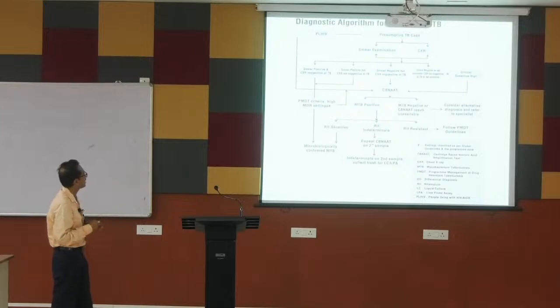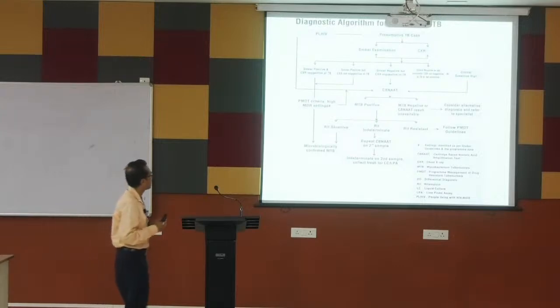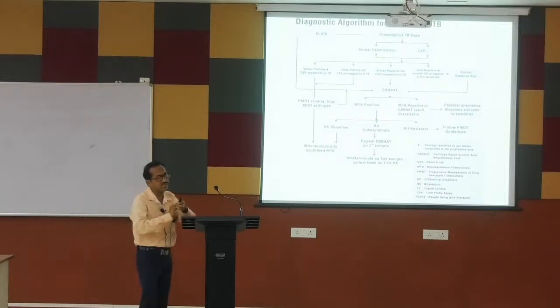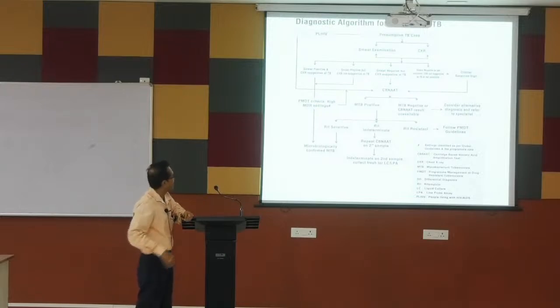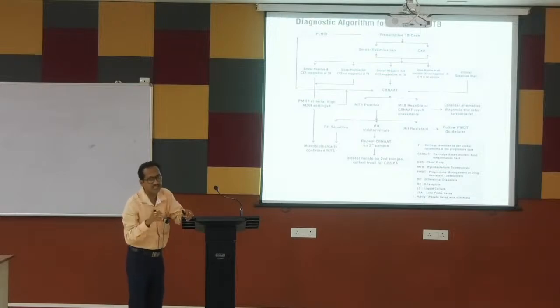So this is the diagnostic algorithm. Everything is in a single chart. Whenever there is any presumptive TB case, sputum smear examination and chest X-ray are to be asked. If it is smear positive and chest X-ray suggestive of tuberculosis; next, smear positive but chest X-ray not suggestive of tuberculosis; smear negative but chest X-ray suggestive of tuberculosis. So these are the cases where you need to send to the next level.